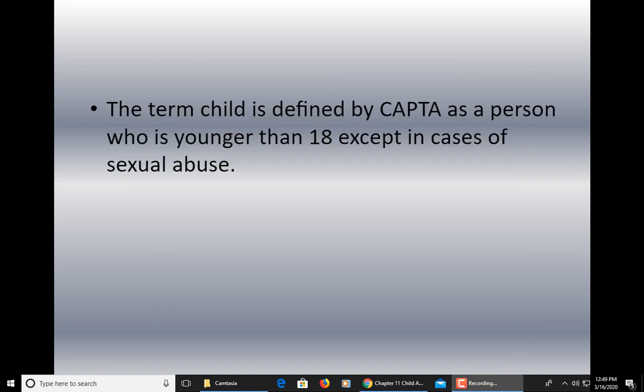So, CAPTA, that stands for Child Abuse Prevention and Treatment Act. This was created in the 1960s to help train people to understand and respond to the issues of child abuse. It deals with children under the age of 18, and sometimes when cases of child abuse involve sexual abuse, it can go past 18, especially when we talk about reporting laws.